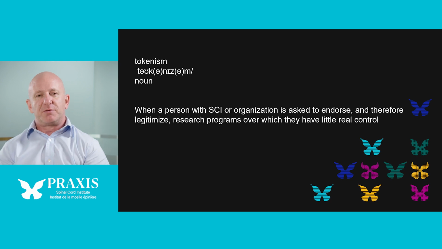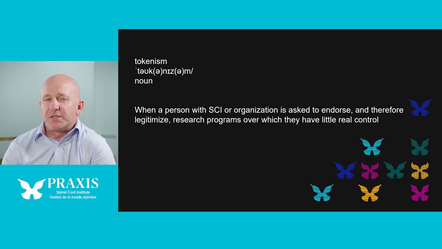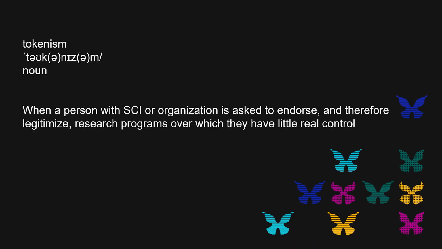So, we mentioned briefly about tokenism. So what is tokenism? We define tokenism as when a person living with SCI or an organization representing them is asked to endorse and therefore legitimize research programs over which they have little influence or control. And it's important to recognize that if you're going to involve persons living with spinal cord injury in your work, that you seek to engage them in an honest and meaningful way, and that their voice has equal value at the table to any other expert you would engage.